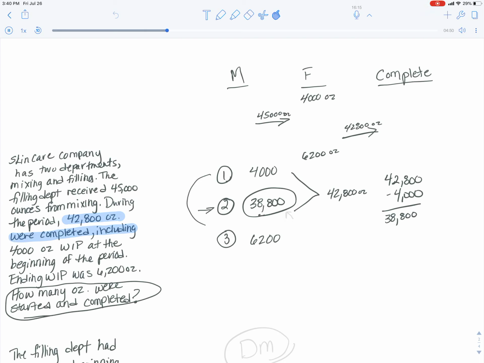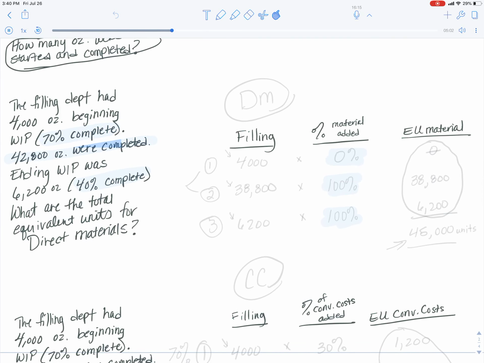Started and completed is group 2. And that was what we were looking for. So these are the ounces that we're going to be carrying forward through the whole problem here. So same company, we are now going to determine the equivalent units for direct materials.